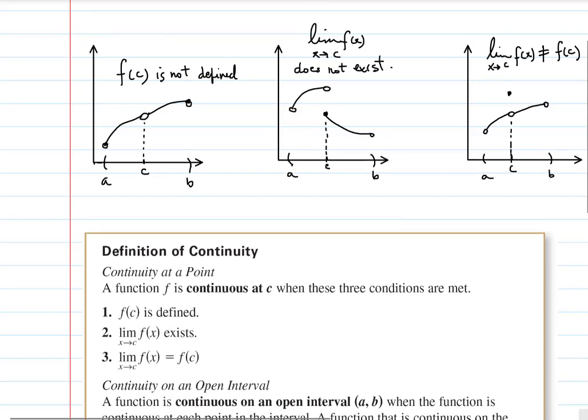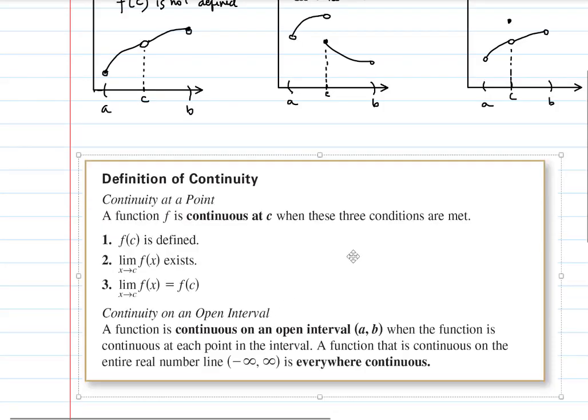Now, continuity on an interval is just a set of infinitely many points. So a function is continuous on an open interval if the function is continuous at each point. And we've already seen what that means for each point. So if it's continuous at every point on that open interval, then the function is continuous everywhere on that interval. Same thing applies for everywhere. It's continuous everywhere on the entire real line if it's continuous at literally every single real point.